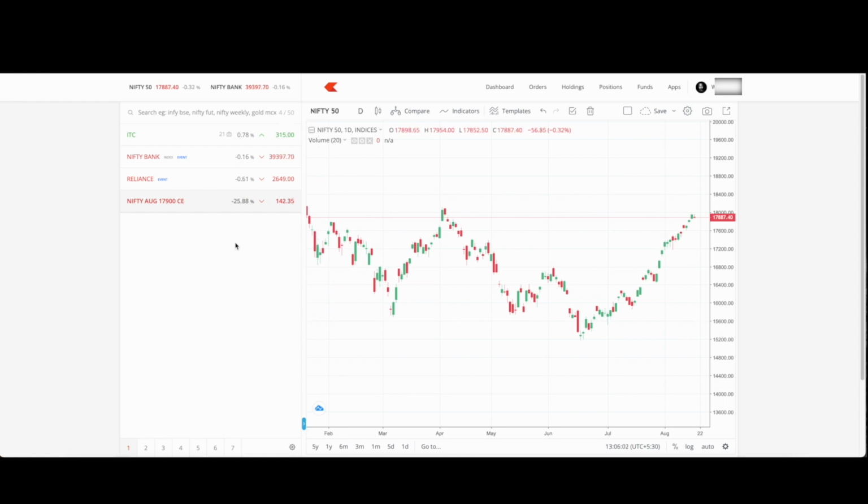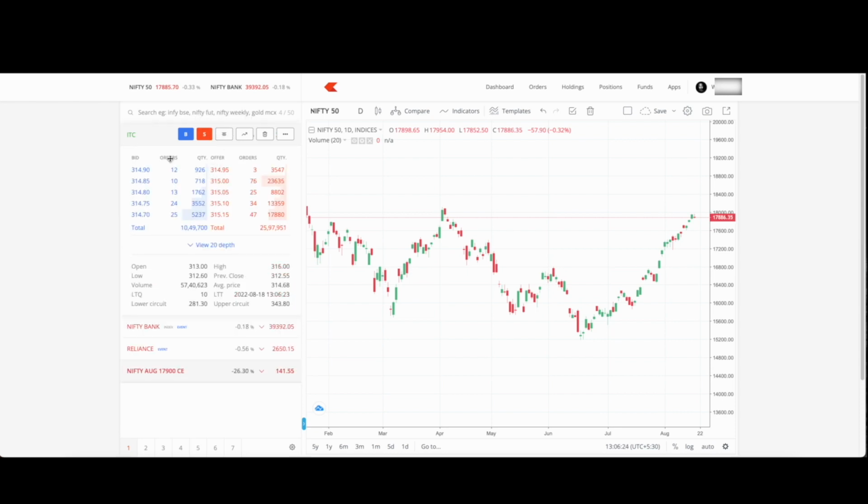Now let's say you want to buy a stock. For example, you want to buy ITC, then you click on B. And if you want to sell ITC stock, you click on S. Next we have one more section called market depth. If I click on market depth, I get to see top 5 bidding price and top 5 offering price. Bidding price tells you what is the maximum price the buyer is ready to provide. Offer price is the cheapest price which the seller is ready to sell the stock for.